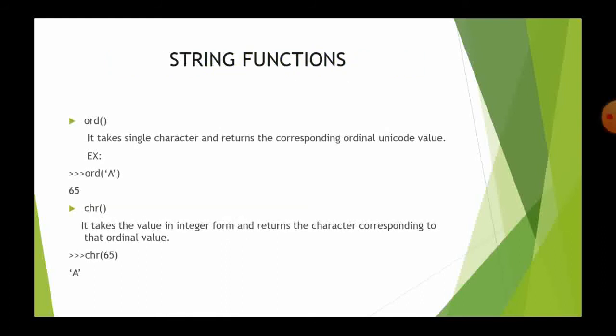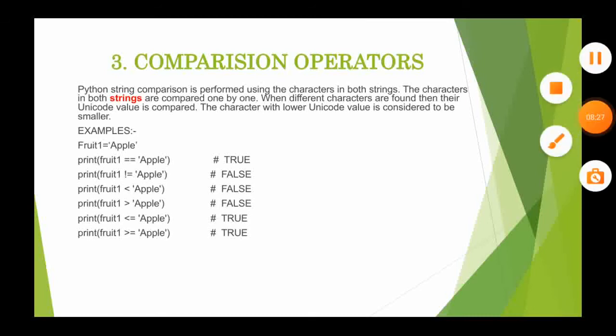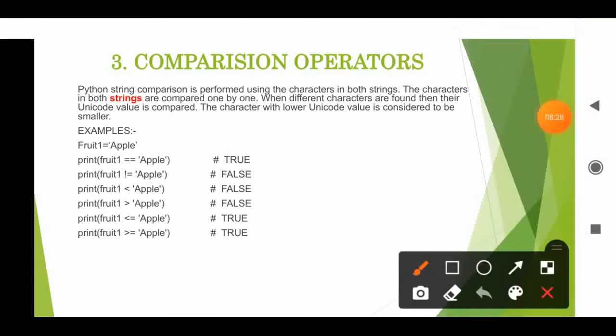So apple is equal to apple. Here the less than or equal to symbol is there. The fruit1 value is apple, so apple is equal to apple, and it will return a true value. The next one, fruit1 greater than or equal to apple. Here also the equal symbol is there, so it will return a true value.